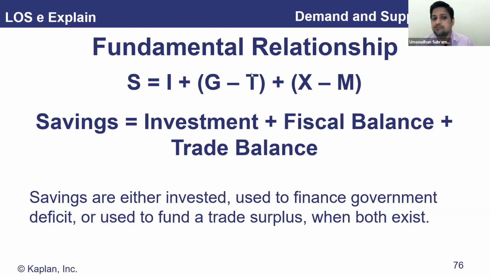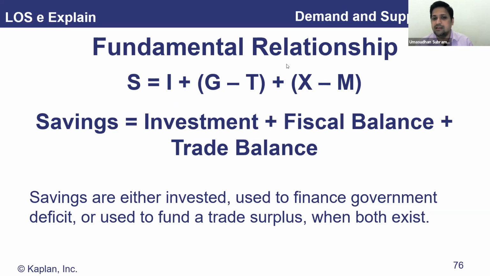So you want to get this as a positive number. If you get a negative number, that gets deducted. So you don't want that to happen. And that's why you do G minus T. You are funding the government deficit. For example, let's say you have an S of $10. What do you do with that?